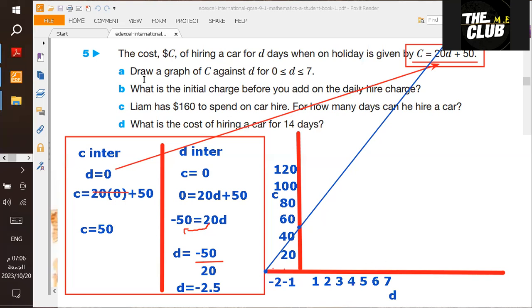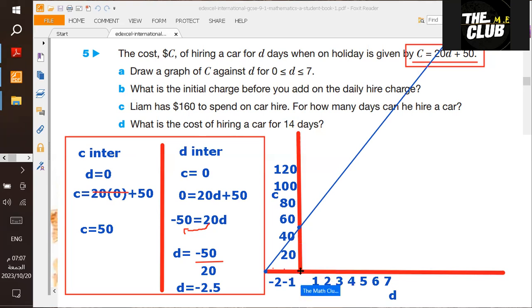Now I'm going to do question B because this is A. Draw a graph. We did it. Now question B says: What is the initial charge before you add on the daily hire charge? What does that mean? It means the first price, the first number you pay, before you add the daily charge. It means on zero, what do you pay? That's the idea of question B.